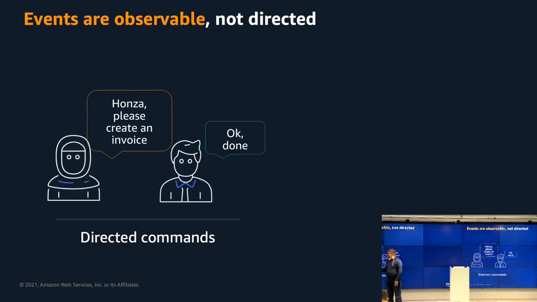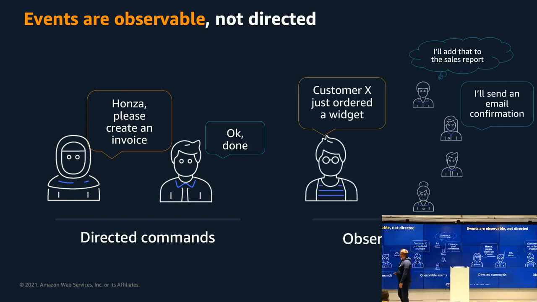So one important property of the event is that it's observable, not direct. So in the previous example, we dealt with my daughter, right? We dealt with the command-oriented approach, where one person gives direct commands to another one and waits for the answer immediately. So it's like somebody said, Honza, please create an invoice, Honza answered back, okay, it's done, and provided some information for this invoice. In the events world, events are observable.